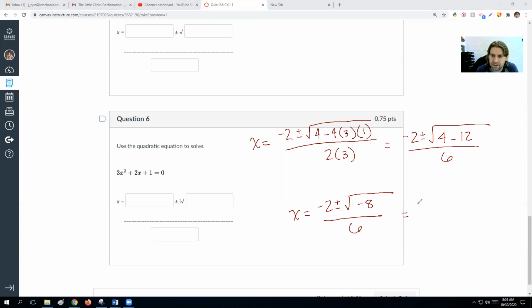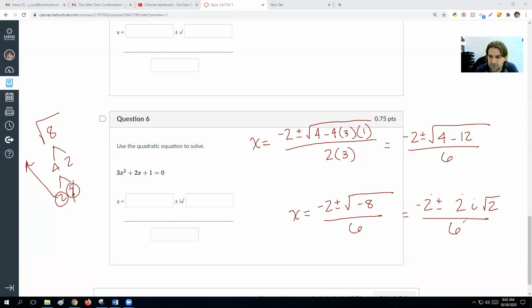All right, so let's break that down. We know it's going to be negative 2 plus or minus, since it's the square root of negative 8, we're going to have an i here. Let's break down the 8 to the side. It's 4 and 2, 2 and 2. Got a pair of 2s. One 2 gets to go outside. The other one stays inside. We look at our outside numbers here, 2, 2, and 6, and we can divide them all by 2. So it should be negative 1 plus or minus i, 1i, radical 2 over 3.